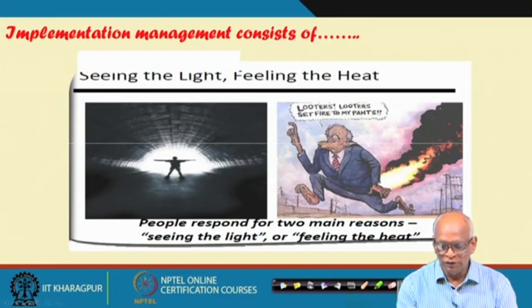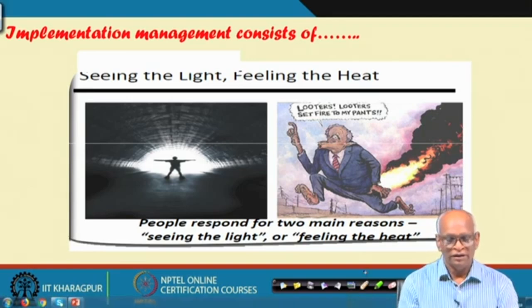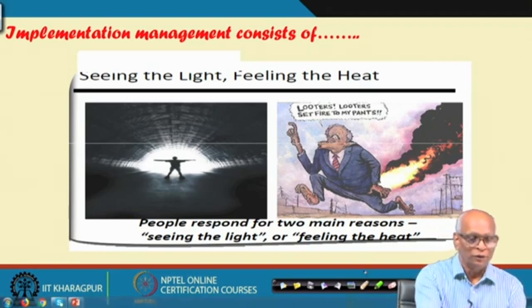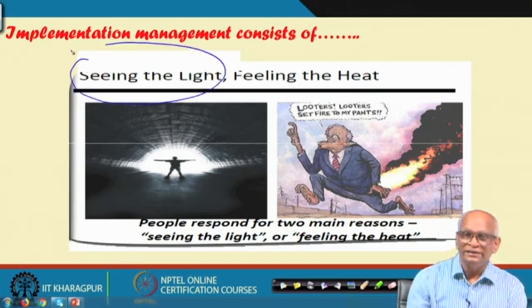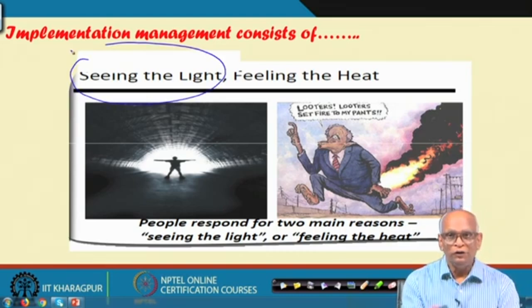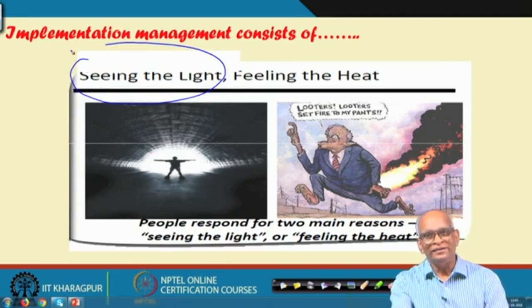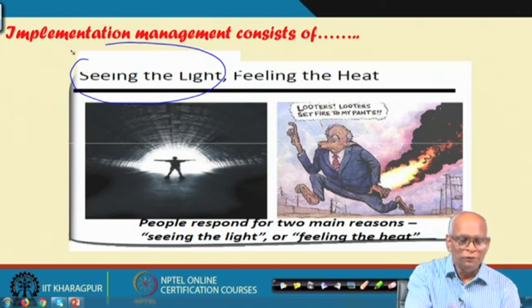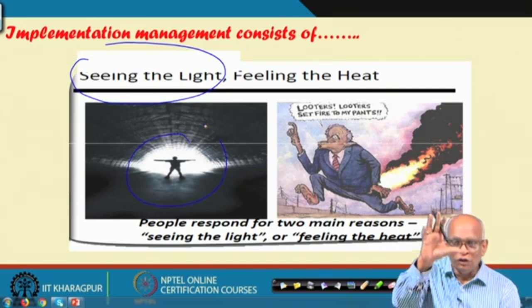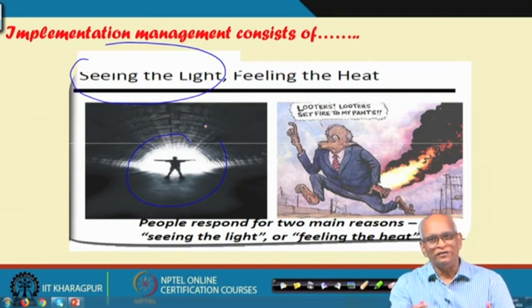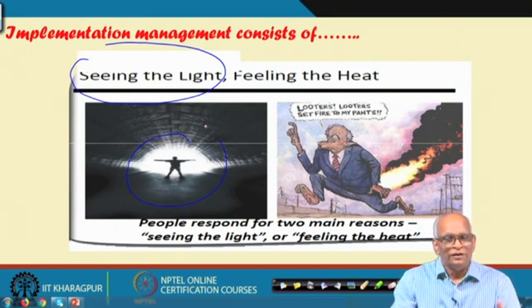Fundamentally, they have followed two principles in the implementation. One is seeing the light. The people should see the light. The competencies are built up in the people. The standards are taught to the people. The risk analysis results are taught to the people. People are shown the light. If you do all these things, you will be safe, you will not have injuries, your equipment will not get damaged.